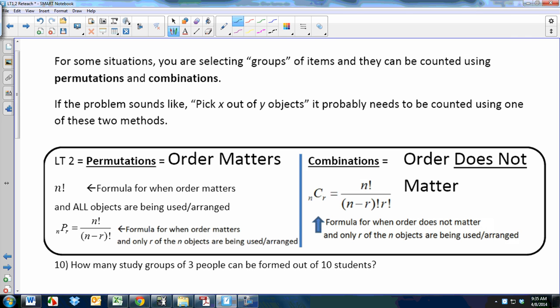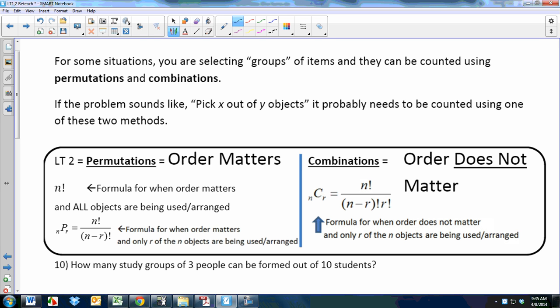Okay, in reteaching learning target 2, I did forget to put one thing on the notes that you may be using. I've got the formulas. Notice there are 2 formulas for permutations: n factorial when you're using all the objects, and nPr when you're using r out of n objects, like 10 and 5, where 5 would be the r.